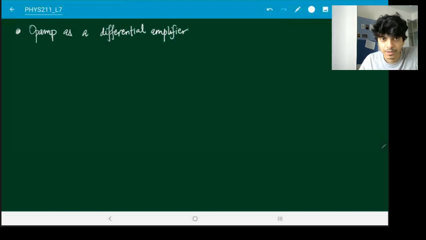Okay, so let's start with what we call using an op-amp as a differential amplifier. Now, an op-amp is a differential amplifier. What I mean by this is we are trying to make the gain and all of these things properly adjustable. Gain and the common mode rejection. So let's draw the circuit first. The circuit looks something like this.